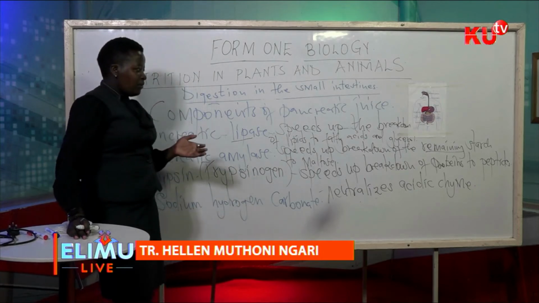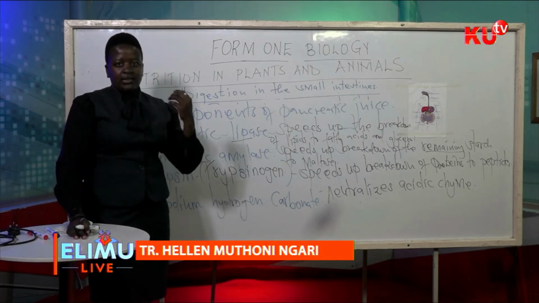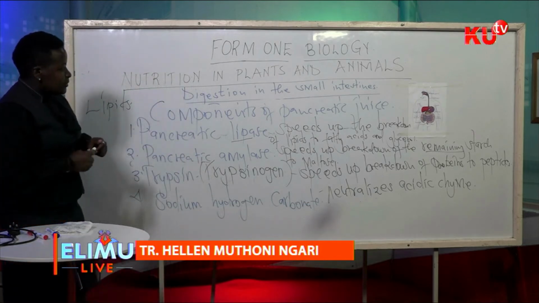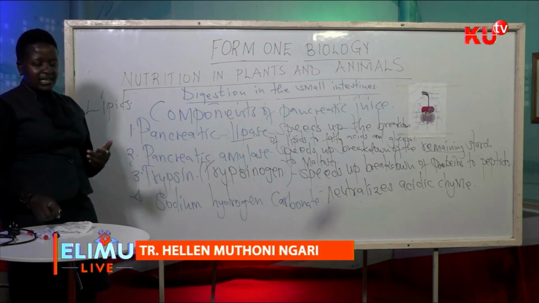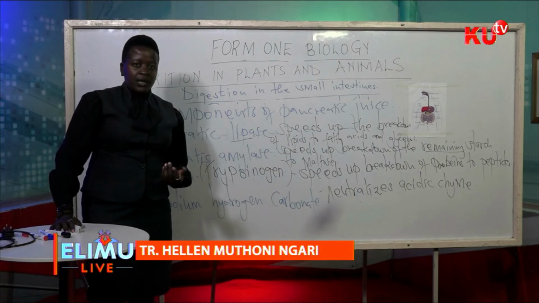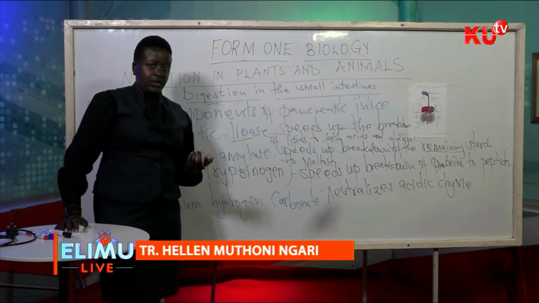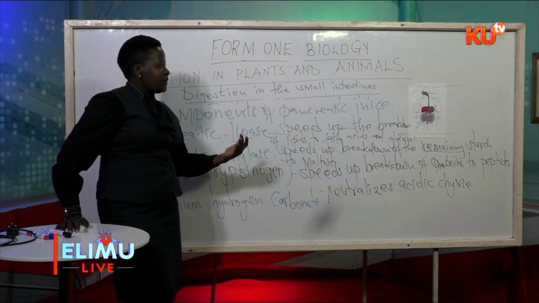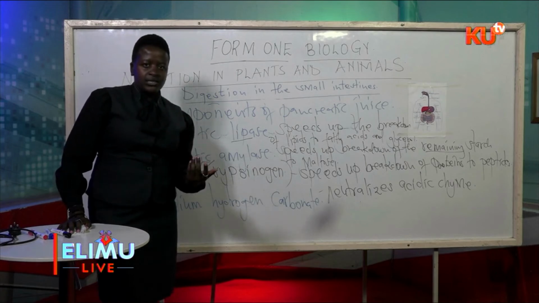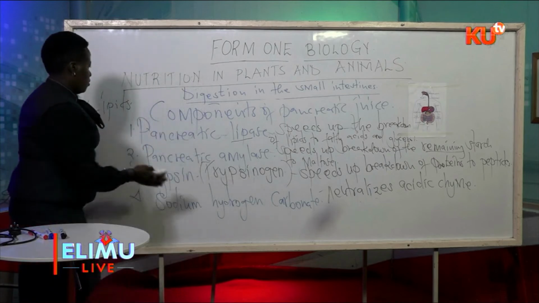So up to that point, I hope we're moving on well, and I also hope you're understanding these concepts. From the duodenum, we move to the last portion of the small intestine, which is the ileum, and this is where the digestion process ends. So we're going to look at what takes place in the ileum, and what secretions are produced there and the functions of these secretions. So, ileum.